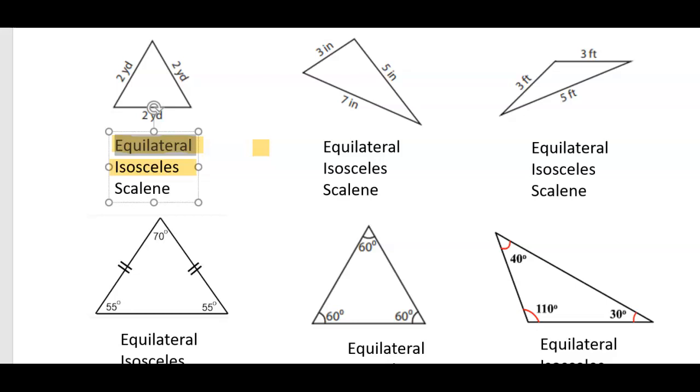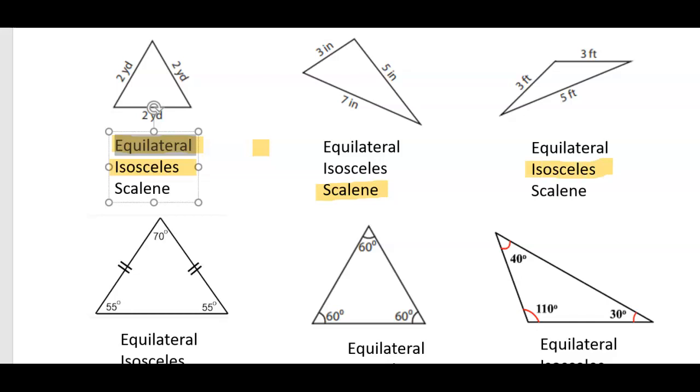All right, the next one, we have side lengths 3, 5, and 7. They're all different. So that makes it a scalene triangle. All right, the third one, we have side lengths 3, 3, and 5. We have at least 2 side lengths that are the same. So that classifies it as isosceles. It cannot be equilateral because not all 3 sides are the same.